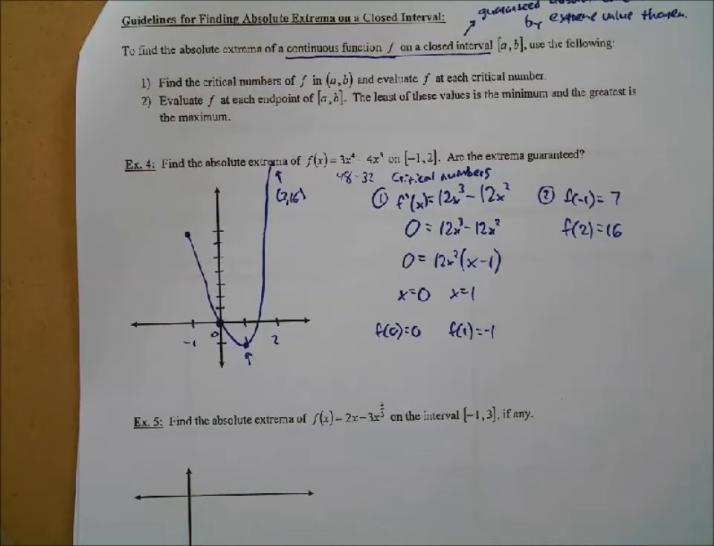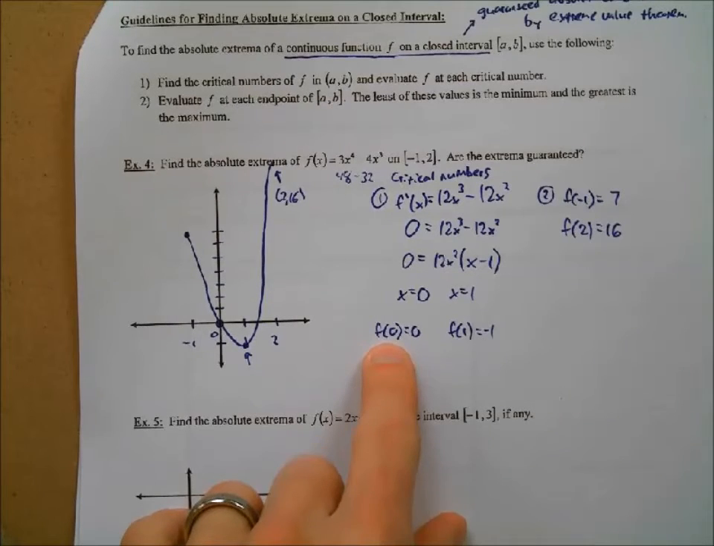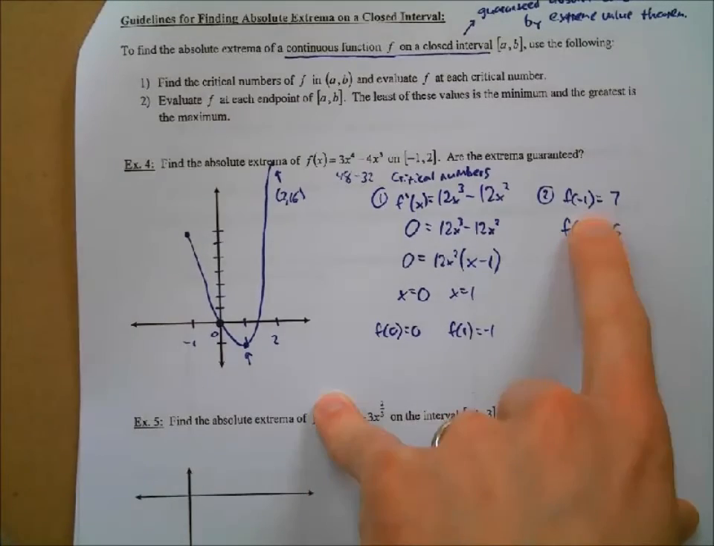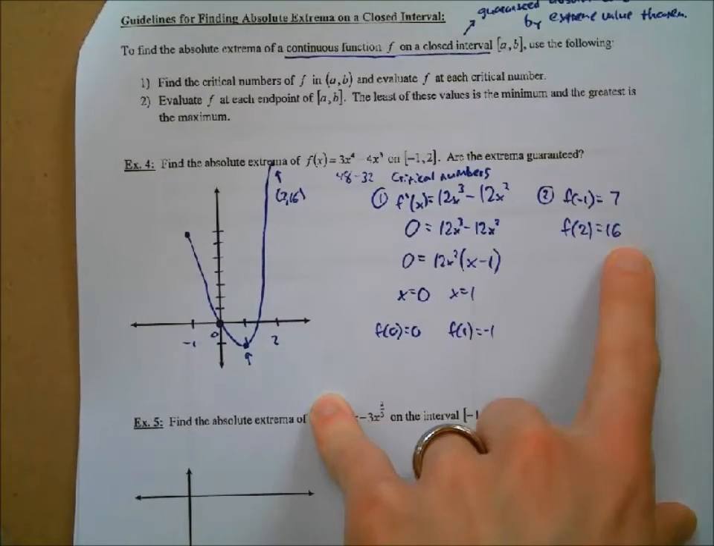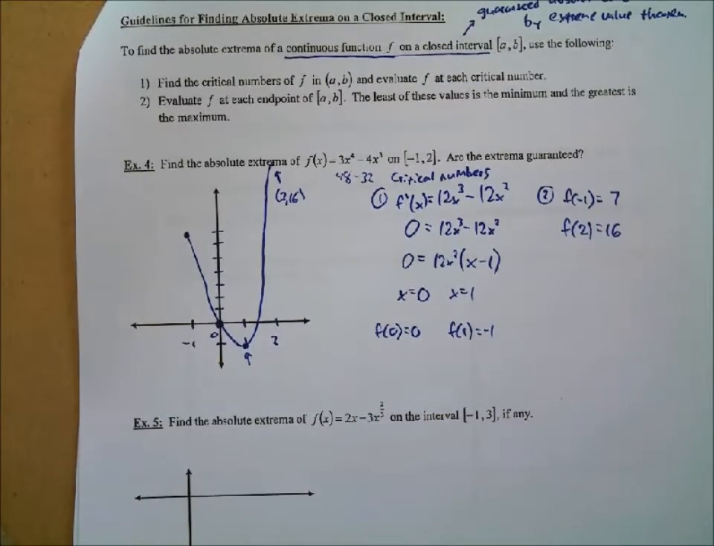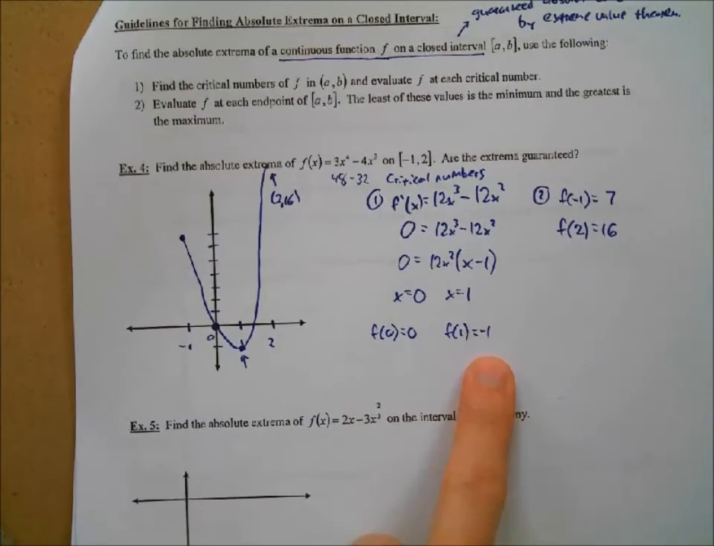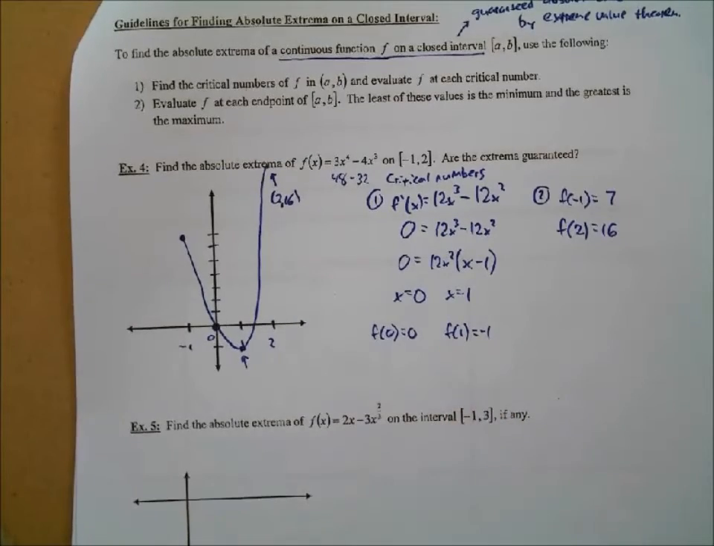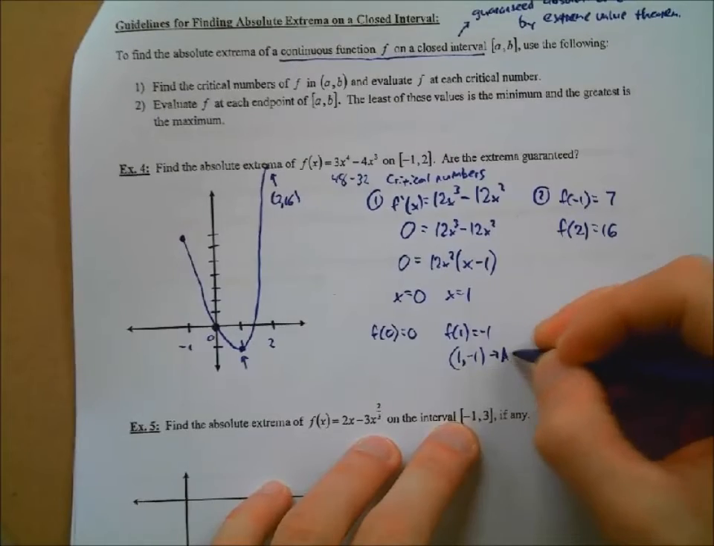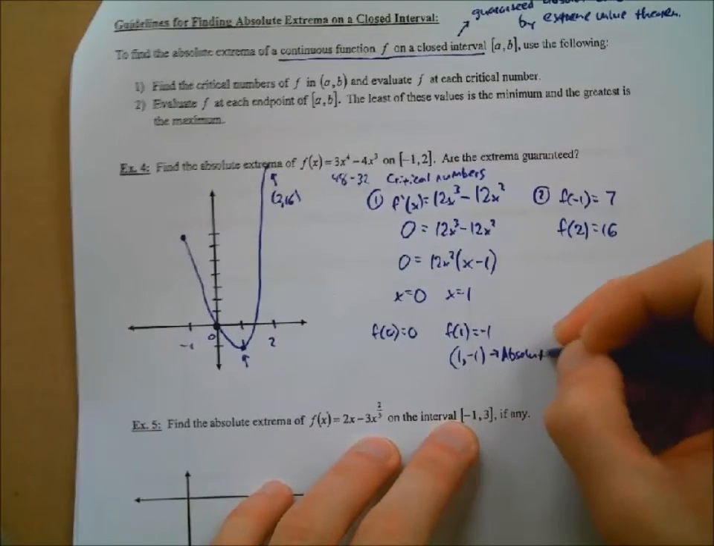How do we evaluate the candidates? We evaluate them based on their value in the function. 0 in the function gives us a value of 0. 1 in the function gives us a value of -1. -1 in the function gives us a value of 7. 2 in the function gives us a value of 16. If you look at the values here, which one gives us the lowest y value? -1. So the point (1, -1) is the absolute minimum because it is the lowest y value of the possible candidates.